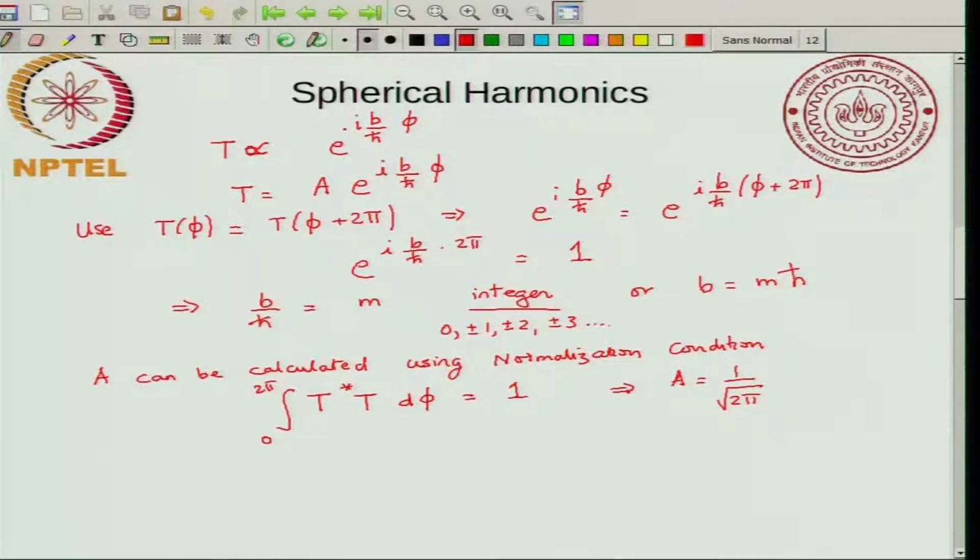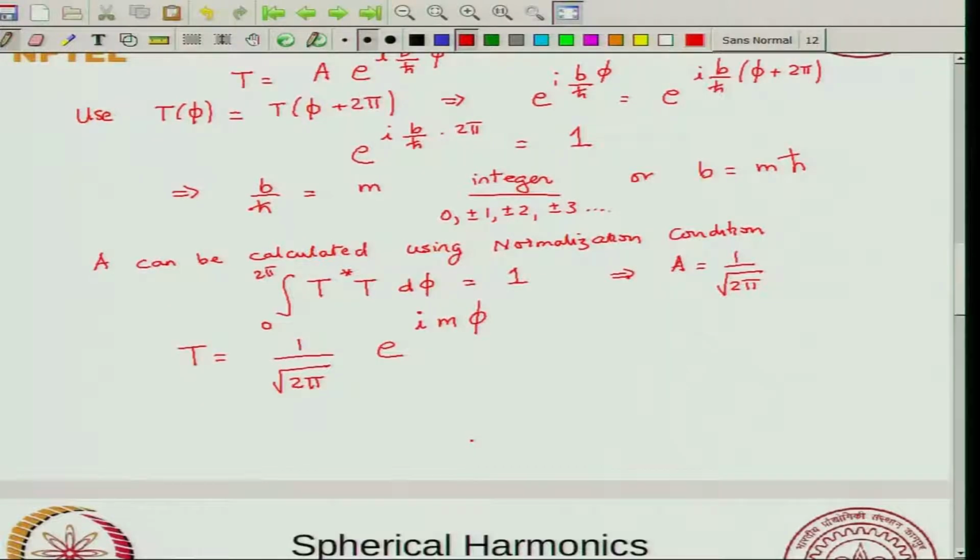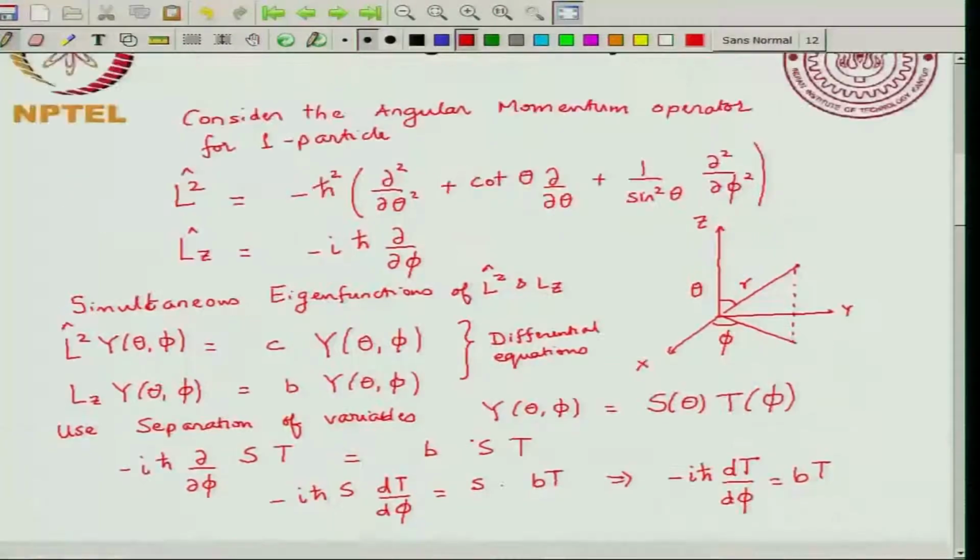With this, I can write T is equal to 1 by root 2 pi e to the i m phi. So this is my expression for T, and now I can take this expression for T and substitute it in the equation for L square. The equation for L square is this. L square has this long expression, and L square psi is equal to c psi.